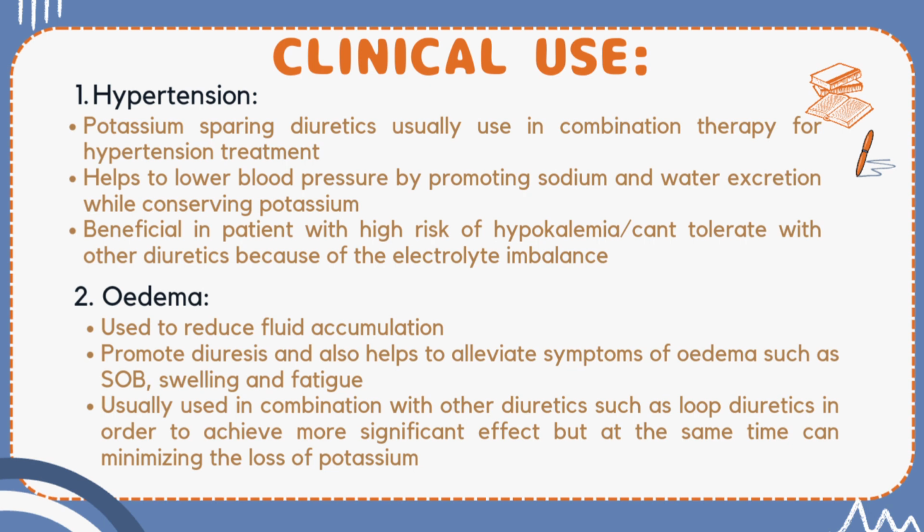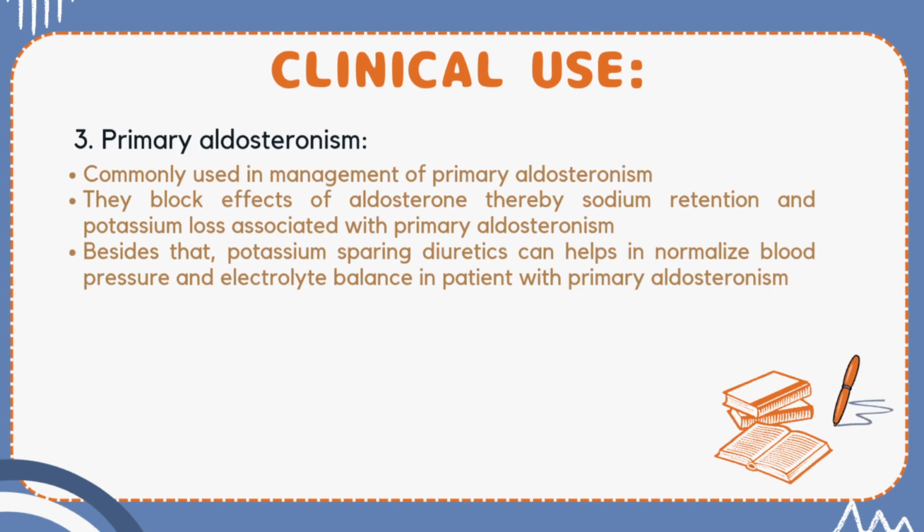Edema. Potassium-sparing diuretics are used to reduce fluid accumulation in conditions such as heart failure, liver cirrhosis, and also nephrotic syndrome. They promote diuresis and also help to alleviate symptoms of edema such as swelling, fatigue, and shortness of breath. They are usually used in combination with other diuretics such as loop diuretic to achieve a more significant diuretic effect while minimizing the potassium loss.